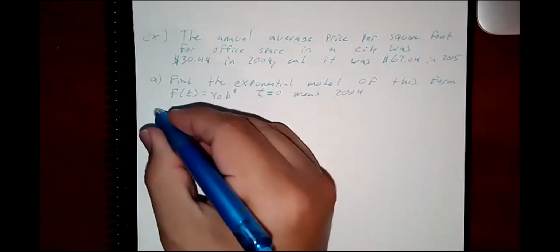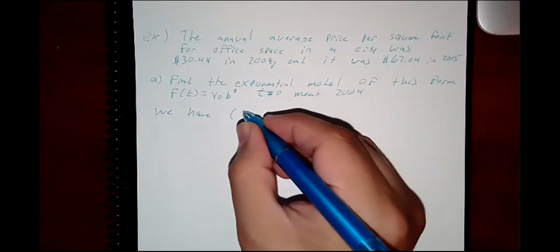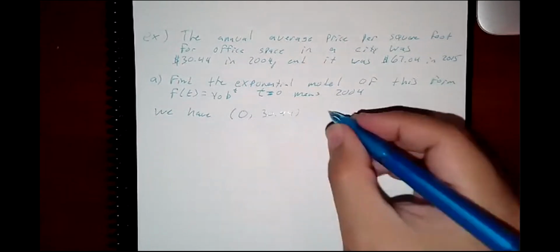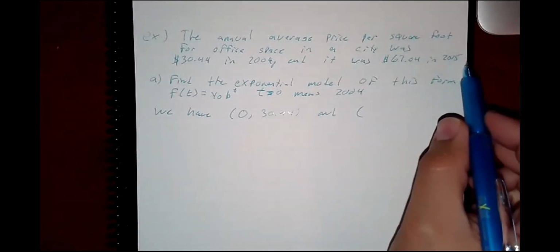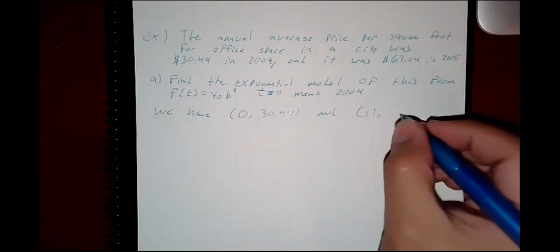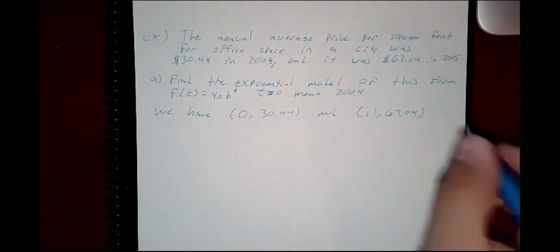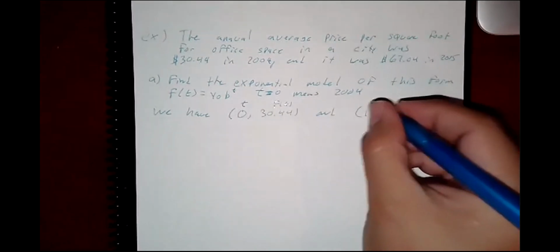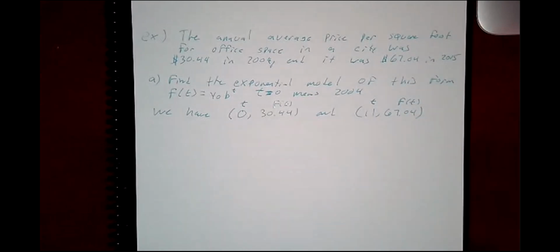So really, we have at 2004, which is time 0, we had $30.44 for office space. And we had 2015, which is what, 11 years later, right? 67.04. So we have 2 points. So time and a function of time. Time and the price at that time.